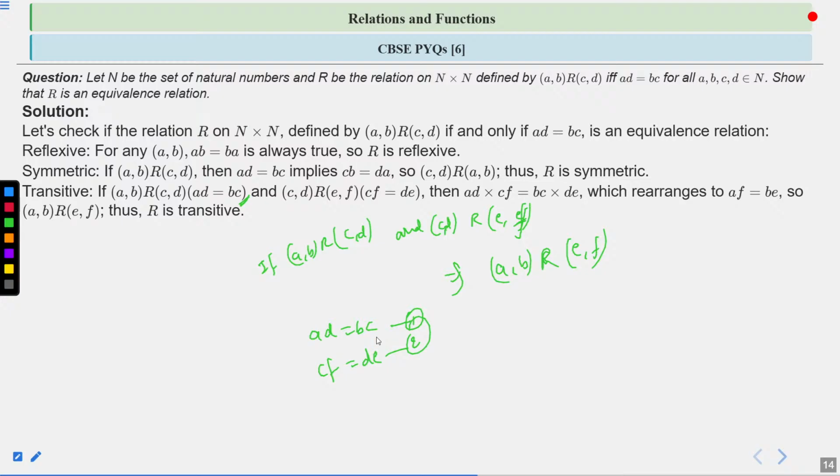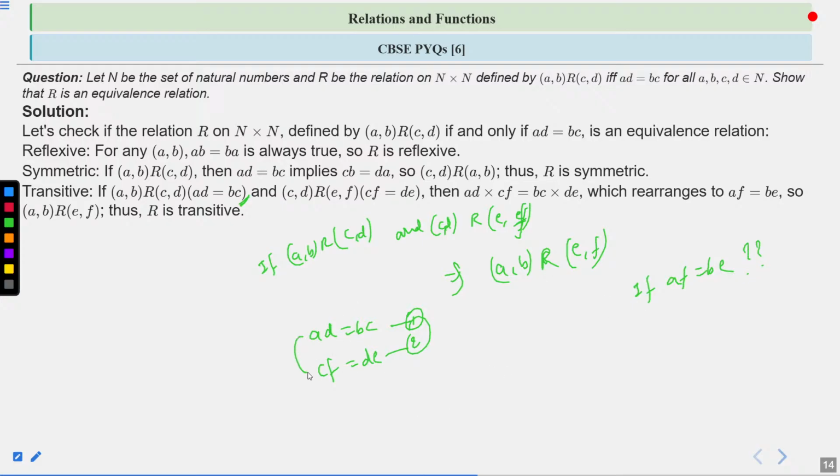Now using these two equations, we have to show whether AB is related to EF or not. So we basically have to prove that. Is AF equal to BE or not, by using this relation, right?